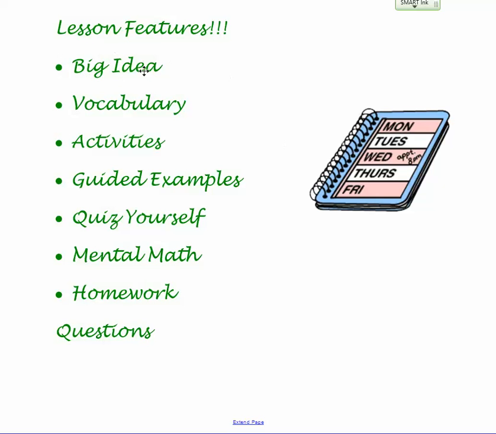We looked at all the features in a lesson, the big ideas at the very beginning of a lesson, and it shows you why you need to learn this and how it's used in real life. Vocabulary words are bulleted throughout the lesson, and they're also listed at the top of each lesson. Activities are written with a green banner, and remember, math is not a spectator sport, so you want to really participate in class and do all the activities with the class. There are guided examples that are step-by-step instructions for how to work through a new kind of problem, and those are also in green. There are little quiz yourselves in each lesson, and the answers to the quiz yourselves are at the end of every lesson. And that's just a quick check to make sure that you're understanding the concept or skill that's being taught.